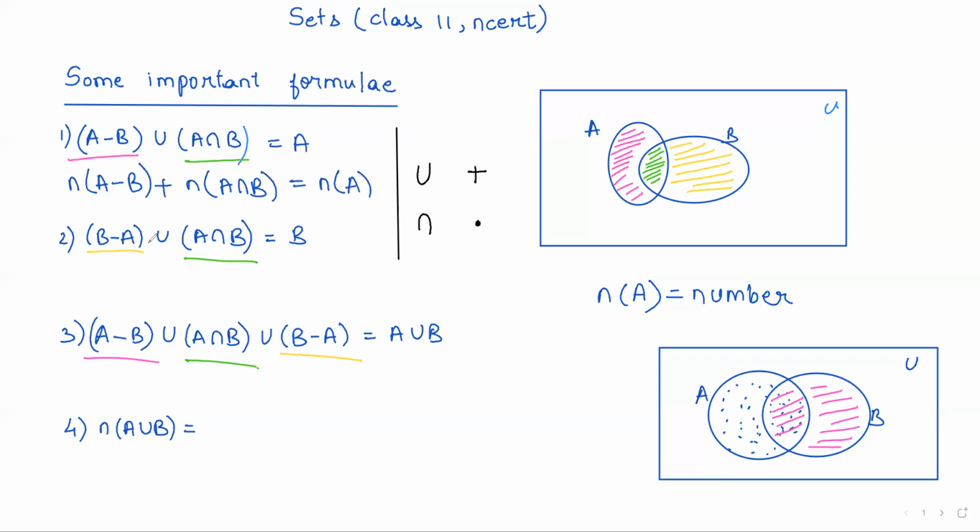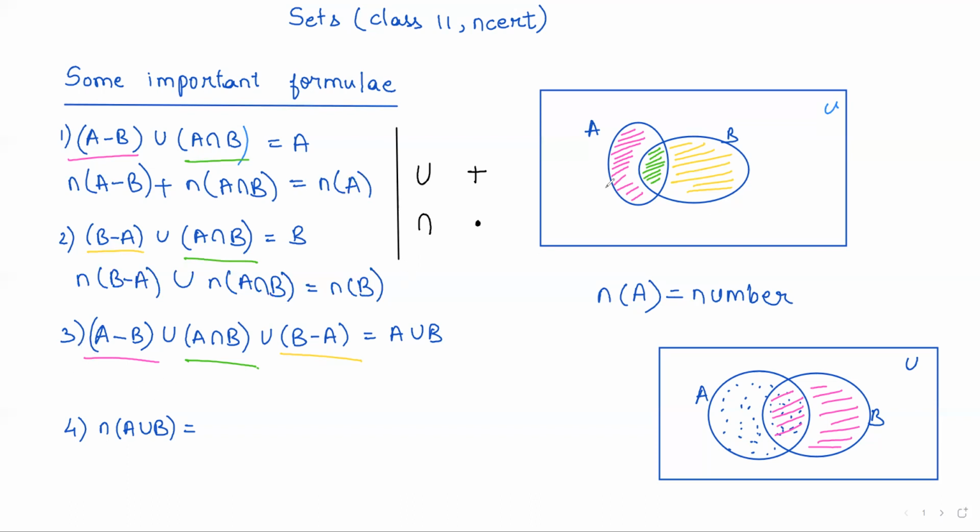Second formula, B minus A union A intersection B. Now uniting the yellow part with the green part, you'll get the whole B region. In terms of number of elements, it's n of B minus A union n of A intersection B is equal to n of B. By this, we observe that union in operations of sets is analogically equal to addition in algebra. Similarly, intersection will be analogically equal to multiplication in algebra.